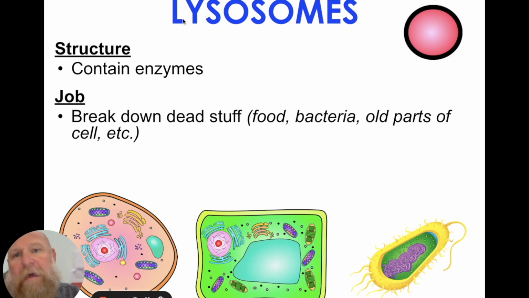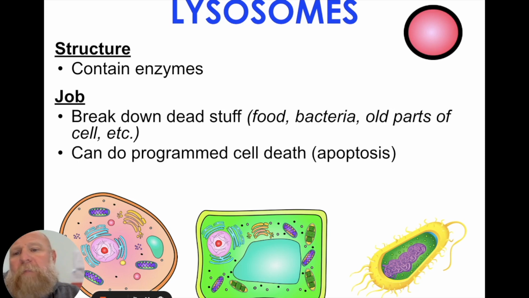So you have this cutting organelle that is kind of like the garbage man of the cell. It breaks down dead stuff in the cell that's died off, decaying food, bacteria, and it breaks them down. And it can do programmed cell death as well, which is this big word right here, apoptosis, right? But really all I want us to understand about a lysosome for right now is that its structure is that it contains enzymes, and its job is to break down dead stuff, food, bacteria, old parts of the cell.